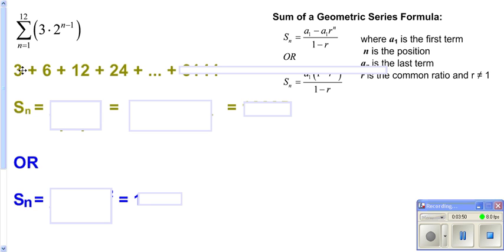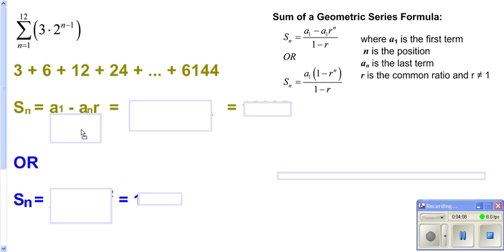And then let's go ahead and plug in our last term. Our last term is what you get when you plug in the top number. Take 12, plug it in, it'll be 12 minus 1 or 11. 2 to the 11th times 3. And we will get this term here.